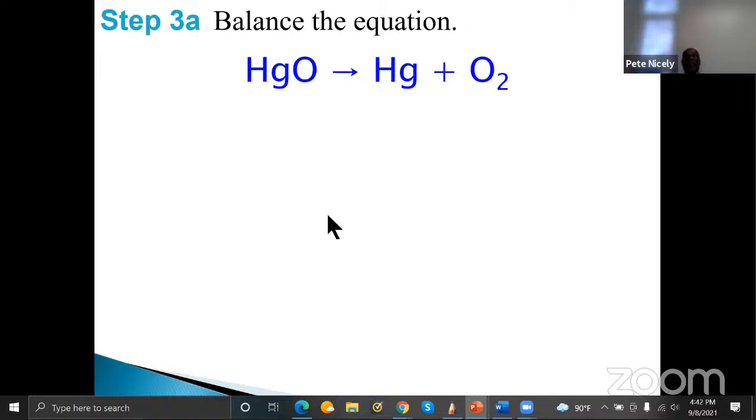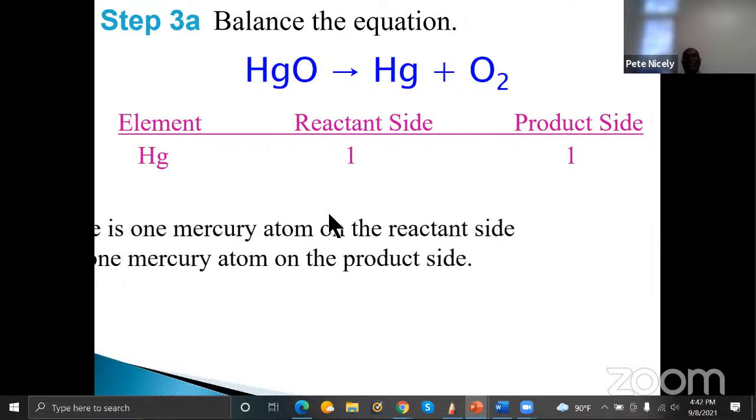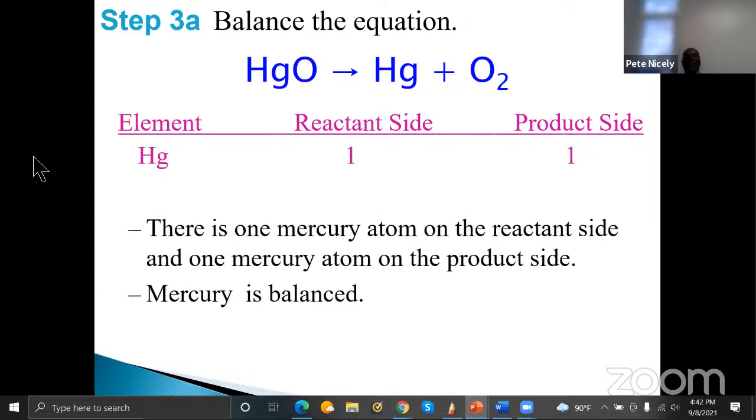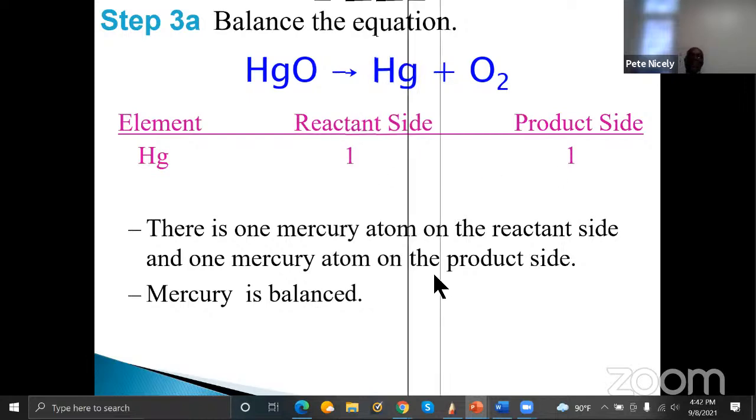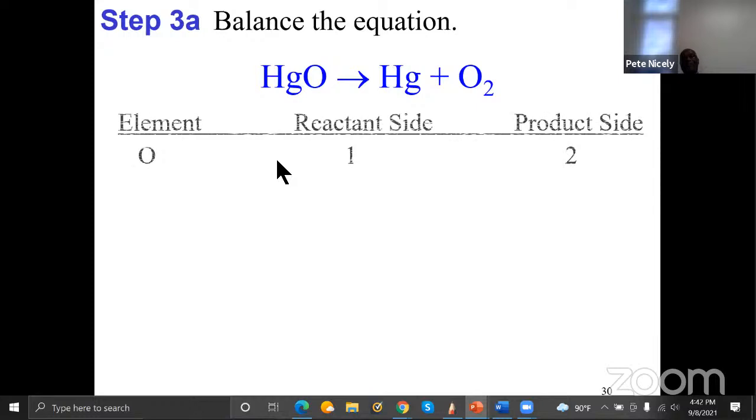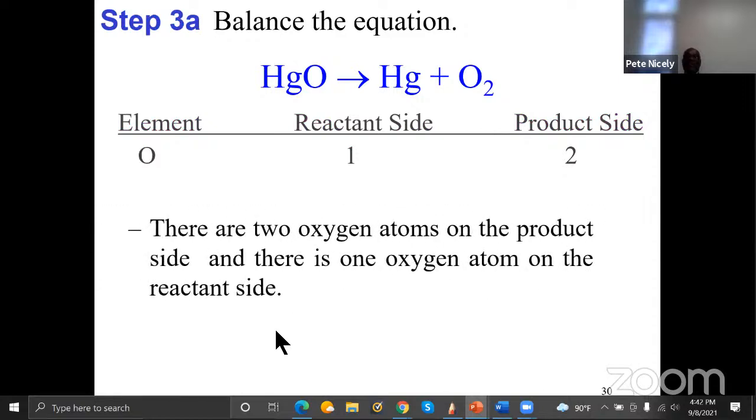Well, okay, before I move on to that, this is us basically showing you that the mercury is balanced. You have 1 mercury atom on the left, 1 mercury atom on the right, so the mercury atoms are balanced, all right? But as I said before, the oxygens are not balanced, because on the left side, you have 1 oxygen atom, and on the right side, you have 2 oxygen atoms. So what do we do?